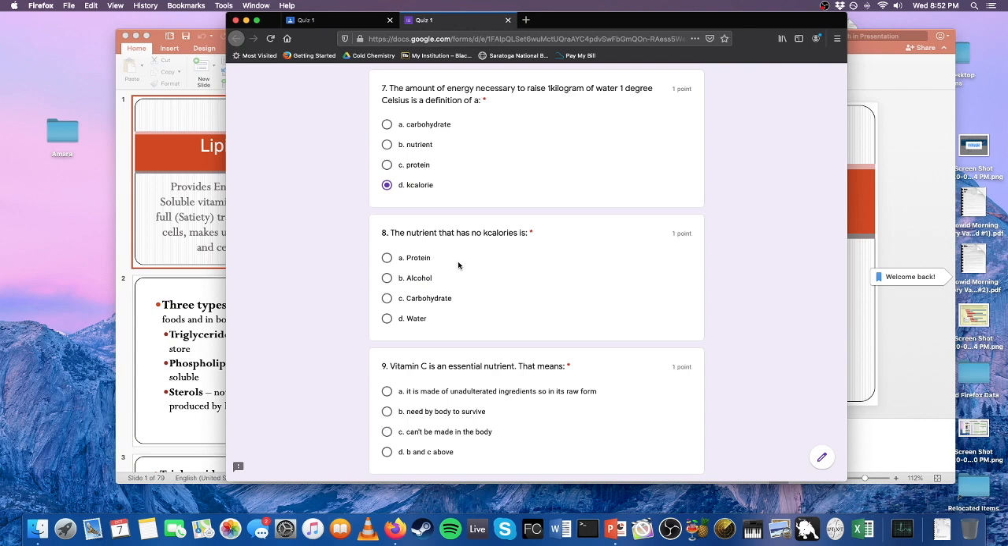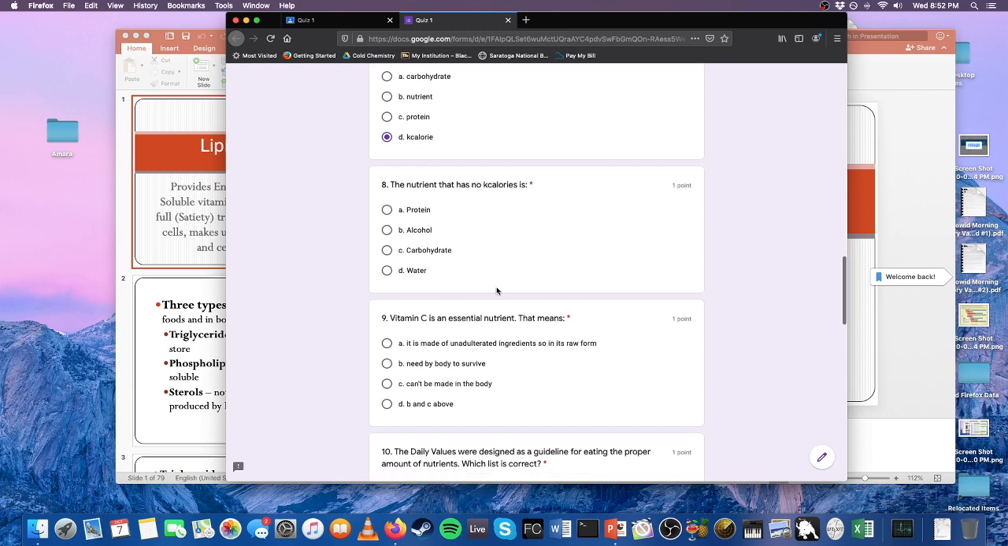Question 8. The nutrient that has no kilocalories is, on this list, water. Protein has 4 calories per gram, alcohol has 7 calories per gram, and carbohydrates have 4 calories per gram.